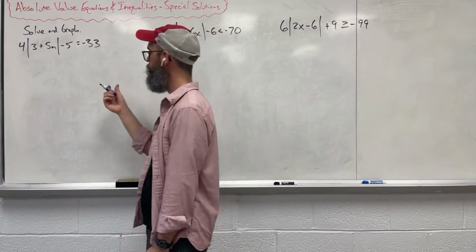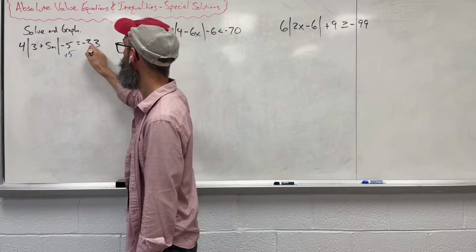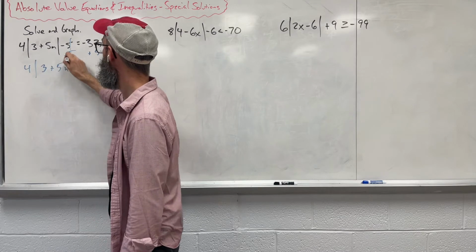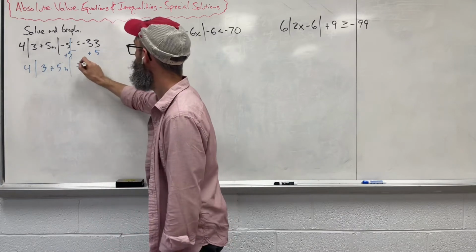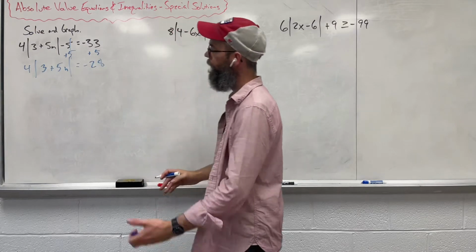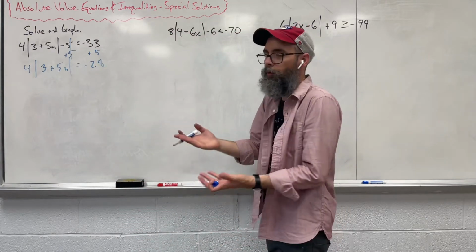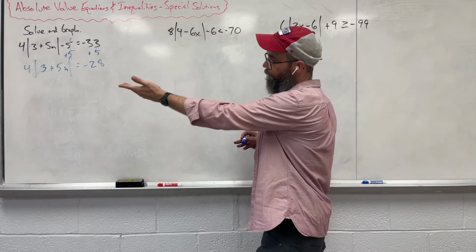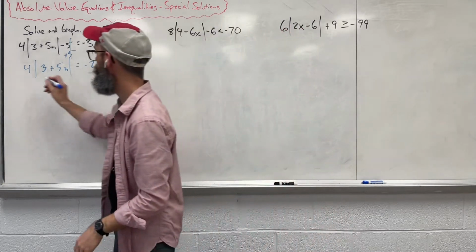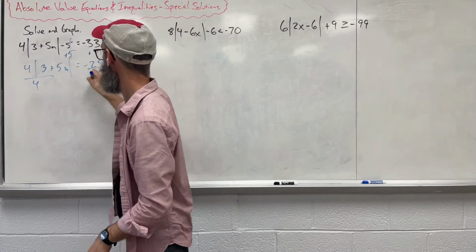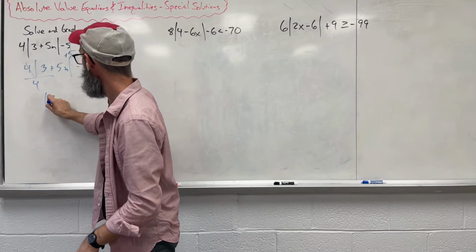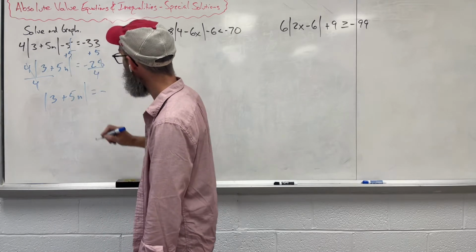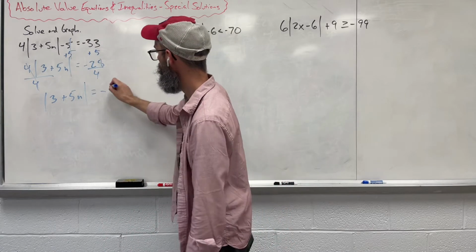Take care of the 5. We're going to say plus 5 to both sides, rewrite. You might be asking yourself, what's so special about this? Nothing. We're doing the same stuff that we would, all these are the same rules. Multiplication, let's do division. So we divided both sides by 4. Absolute value, 3 plus 5n equals negative, where are we at, 7?